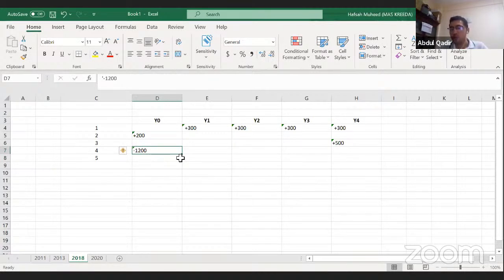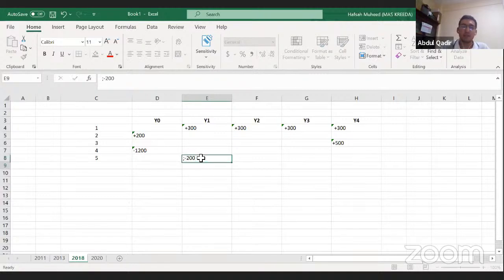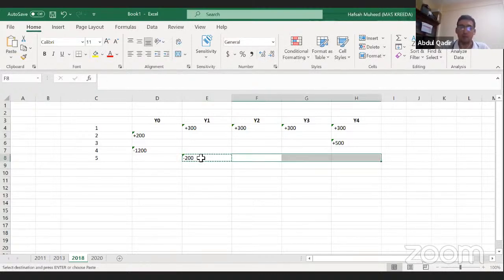Fifth one, annual subscription payable to the Central Environmental Authority, payable from end of year 1. So from year 1 onwards only, this cash flow will start. It is an outflow because it's a payment, so it is minus 200 every year. I hope you are okay with this. If there are any questions, please feel free to let me know.